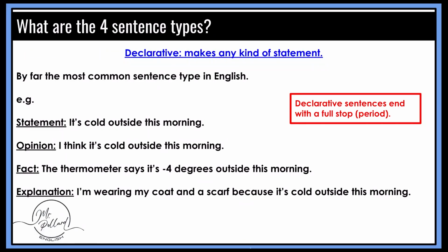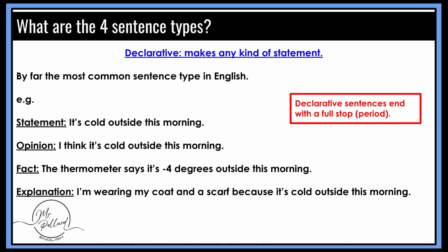So what are the four sentence types then? Well, the first sentence type, and by far the most common sentence type in English, are declaratives. These make any kind of statement. Now, declarative sentences are really easy to spot because they end with a full stop, and for those of you in the US, a period.